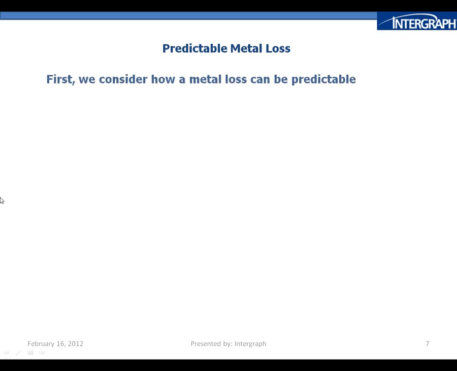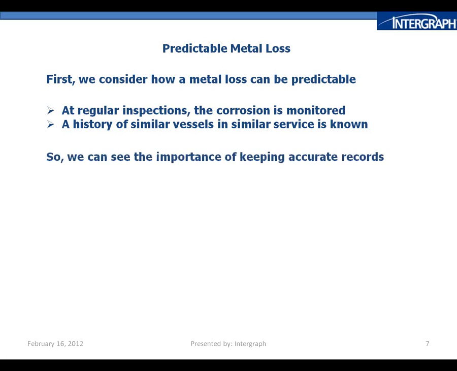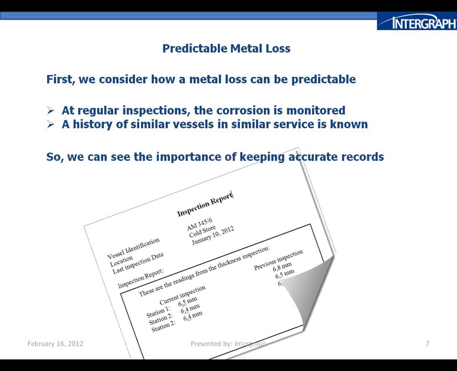Now we look at predictable metal loss. We just consider an example here. With regular inspection, the corrosion is monitored, and we have a history perhaps of similar vessels in service, and from this we can determine the amount of metal lost over time. So we can predict how much metal is lost per year. But of course we would need documentation. Very important that we would have inspection reports available to us.